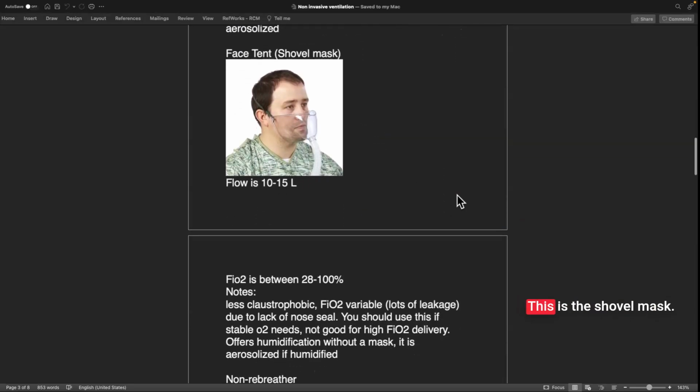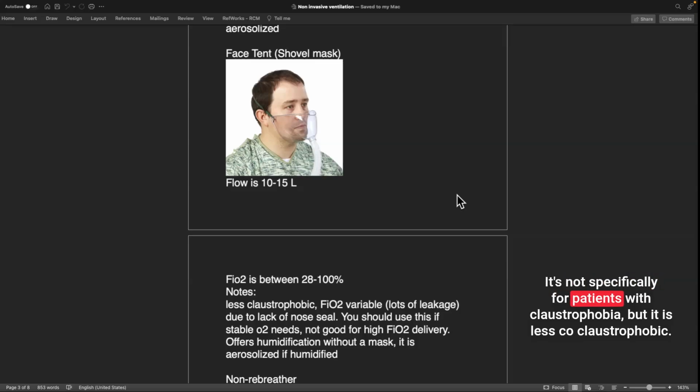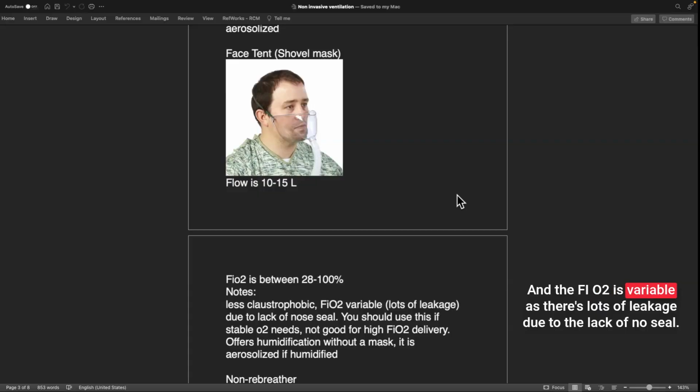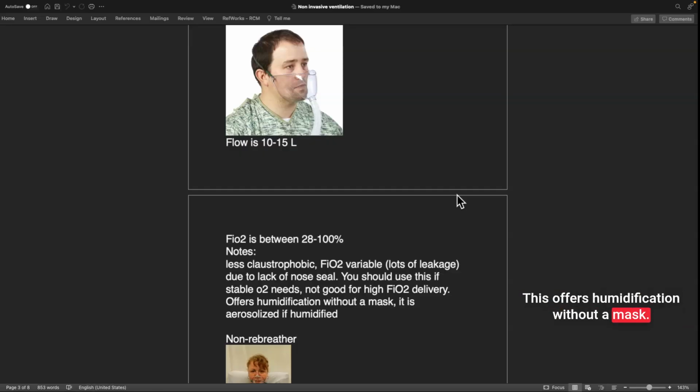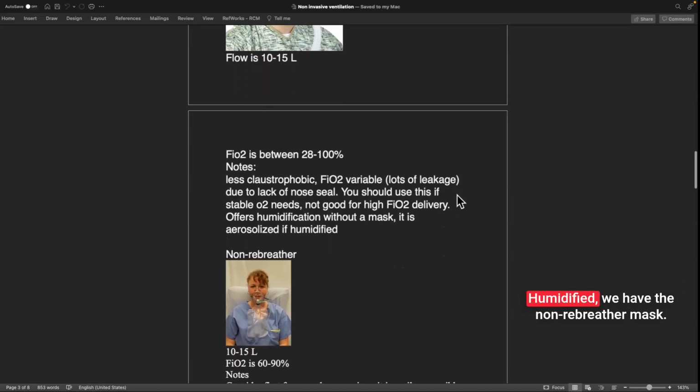Then we have the face tent. This is the shovel mask. The flow is 10 to 15 liters. The FiO2 is between 28 to 100%. It's not specifically for patients with claustrophobia, but it is less claustrophobic, and the FiO2 is variable as there's lots of leakage due to the lack of nose seal. You should use this if the patient has stable oxygen needs. Not good for high FiO2 delivery. This offers humidification without a mask. It is aerosolized if it's humidified.